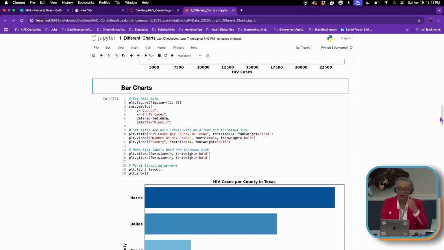So again, this is just how I did the horizontal bar chart. Of course, you could flip the axis and do it vertically. Then I showed that one there. I configured my axis info. My y-axis is county, my x is HIV.